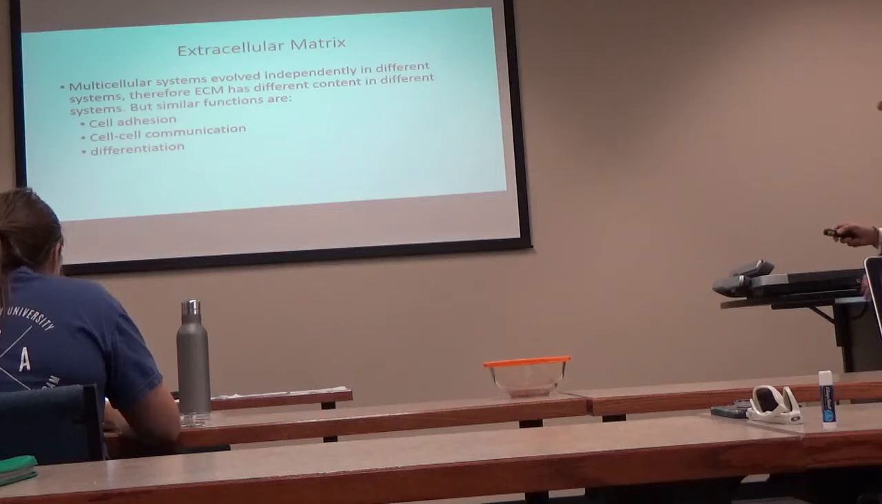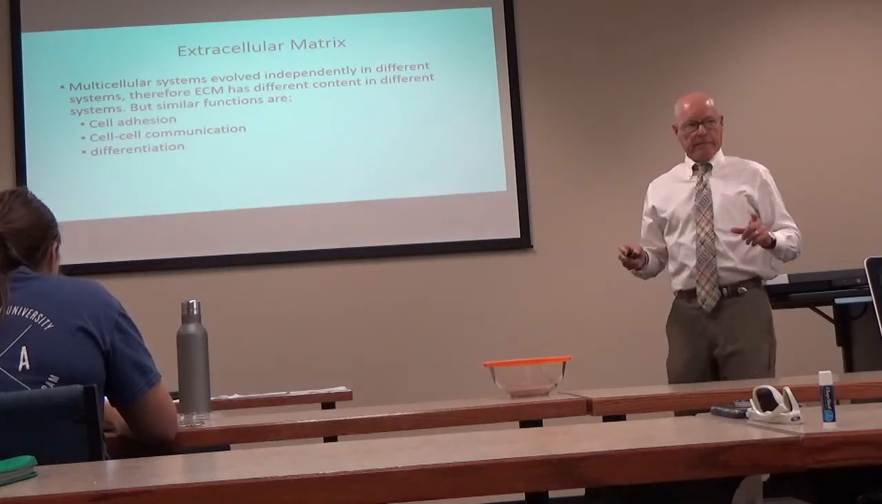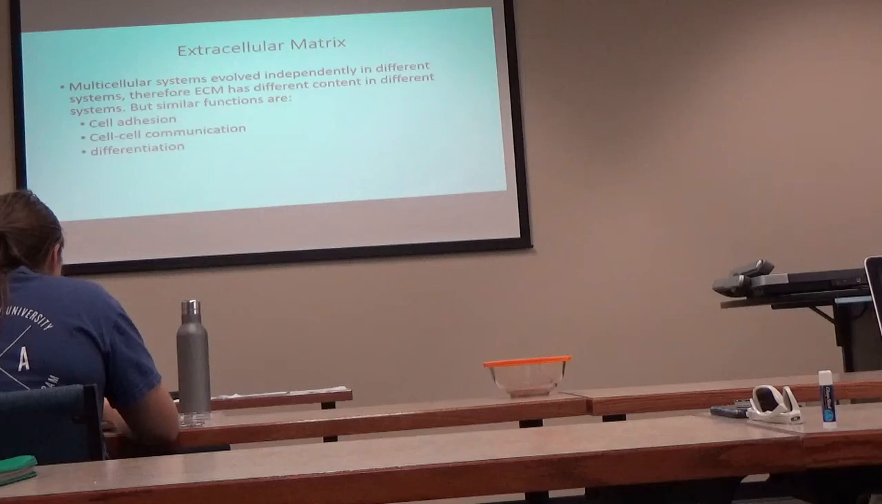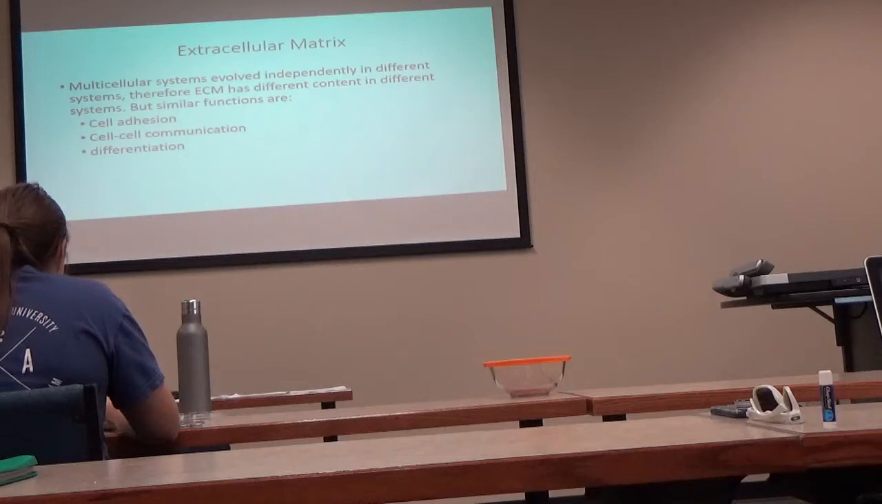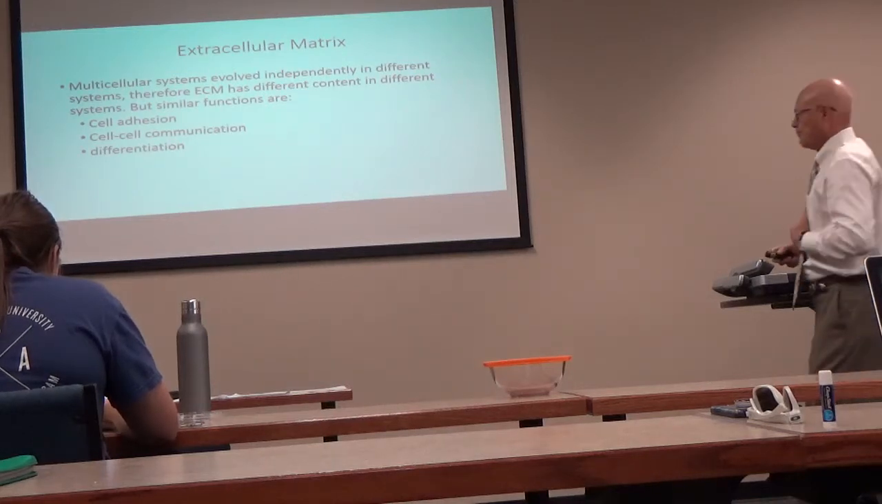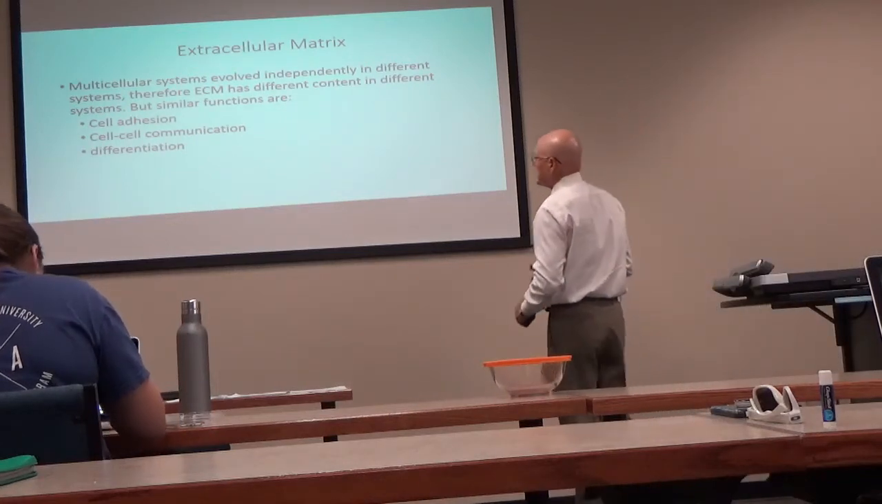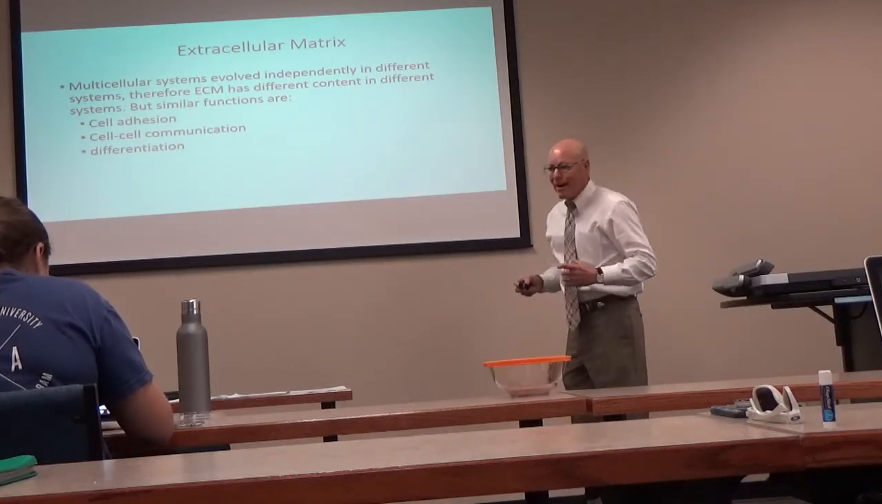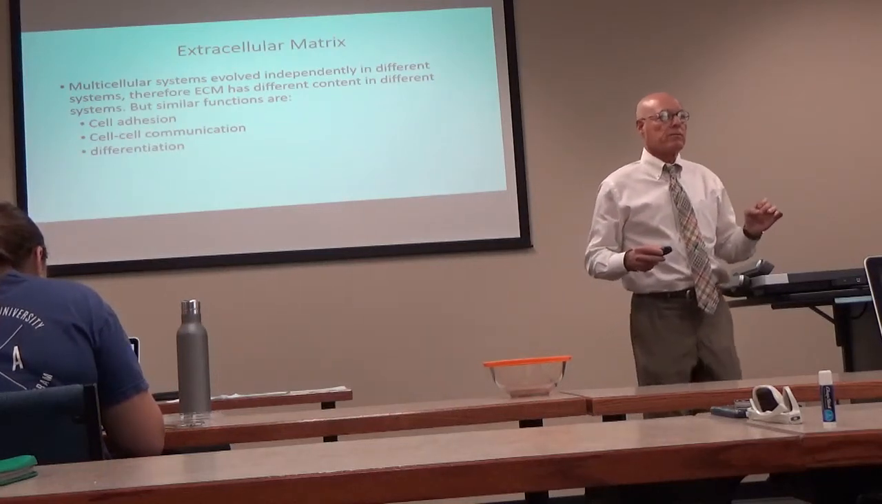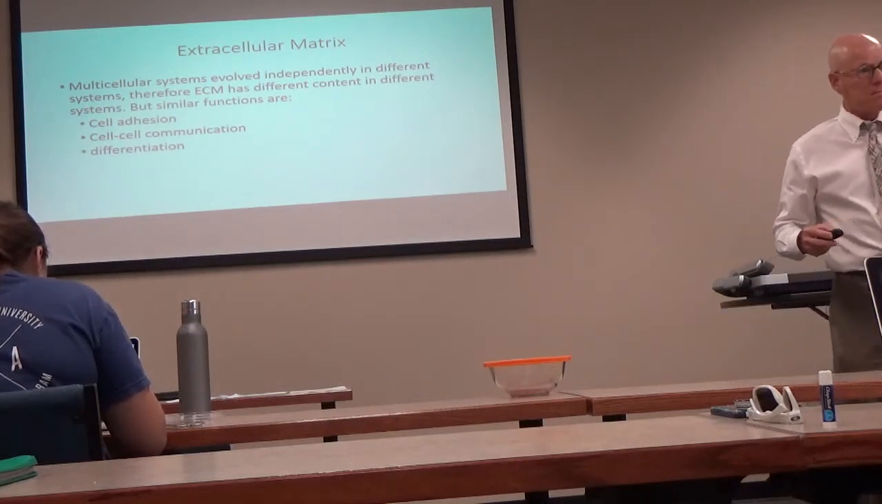Okay, the extracellular matrix. Turns out that if you analyze the extracellular matrix in the brain, it'll be different than if you analyze the extracellular matrix in the muscles of the leg or the heart or the lungs. It'll all be different because they evolve independent of one another, and so they have different content. But the function of this extracellular matrix is the same in all the systems, okay?